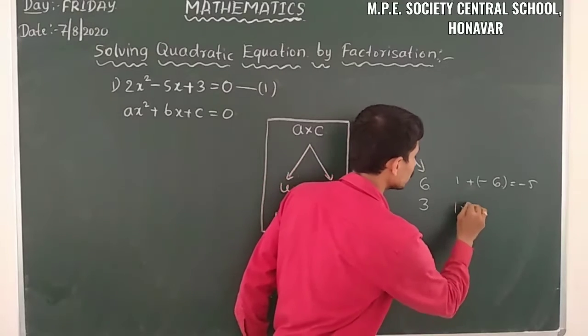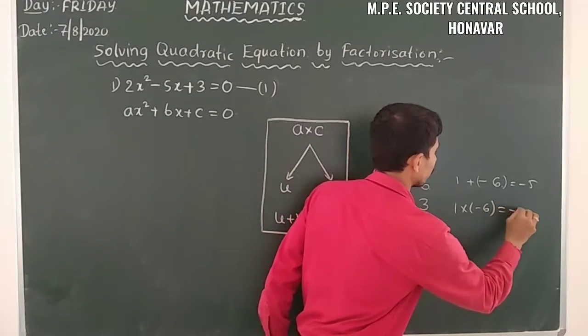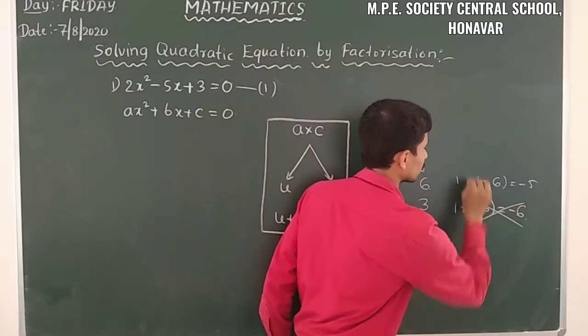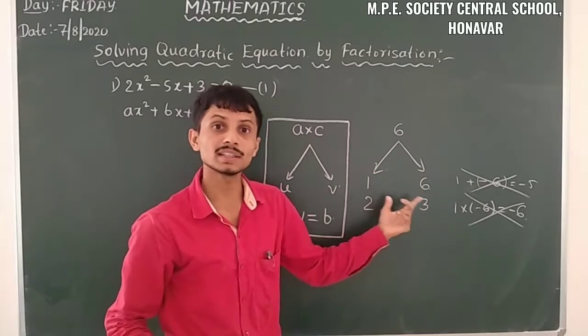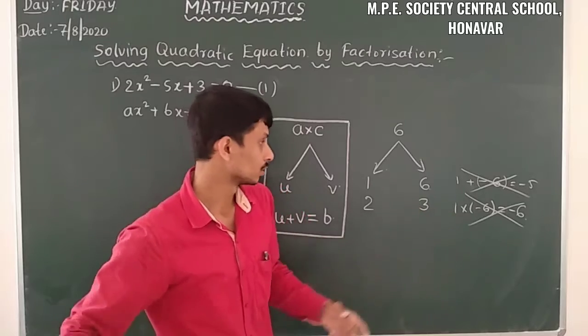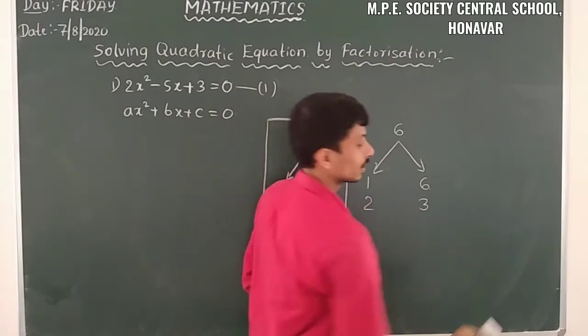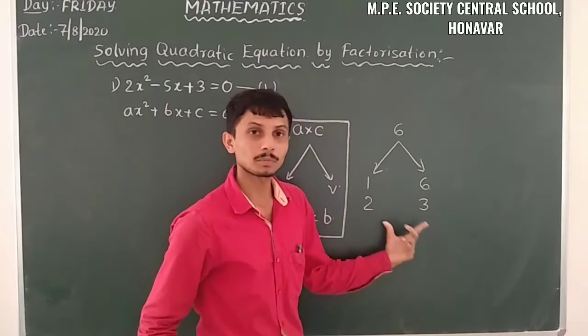That means 1 into minus 6 means minus 6 here. It's not possible. So that means these two, 1 and minus 6, 1 and 6 are not possible. So then we have to go to the next possibility.